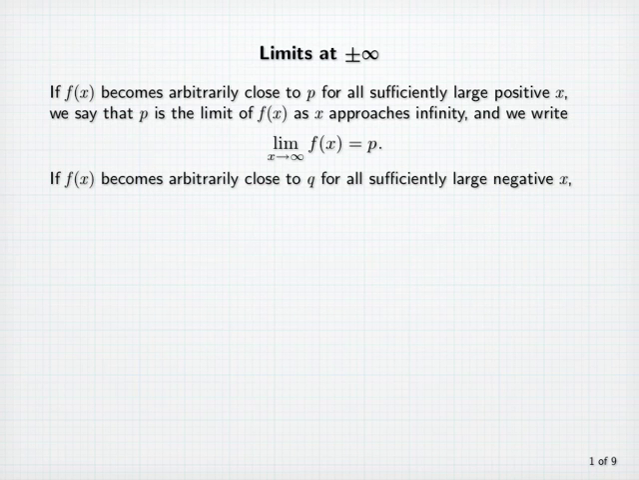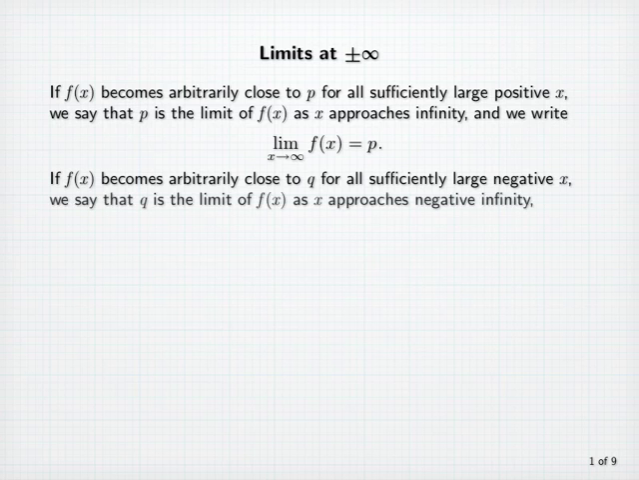If f of x becomes arbitrarily close to a number q for all sufficiently large negative x, we say that q is the limit of f of x as x approaches negative infinity, which we write as the limit as x approaches minus infinity of f of x equals q.